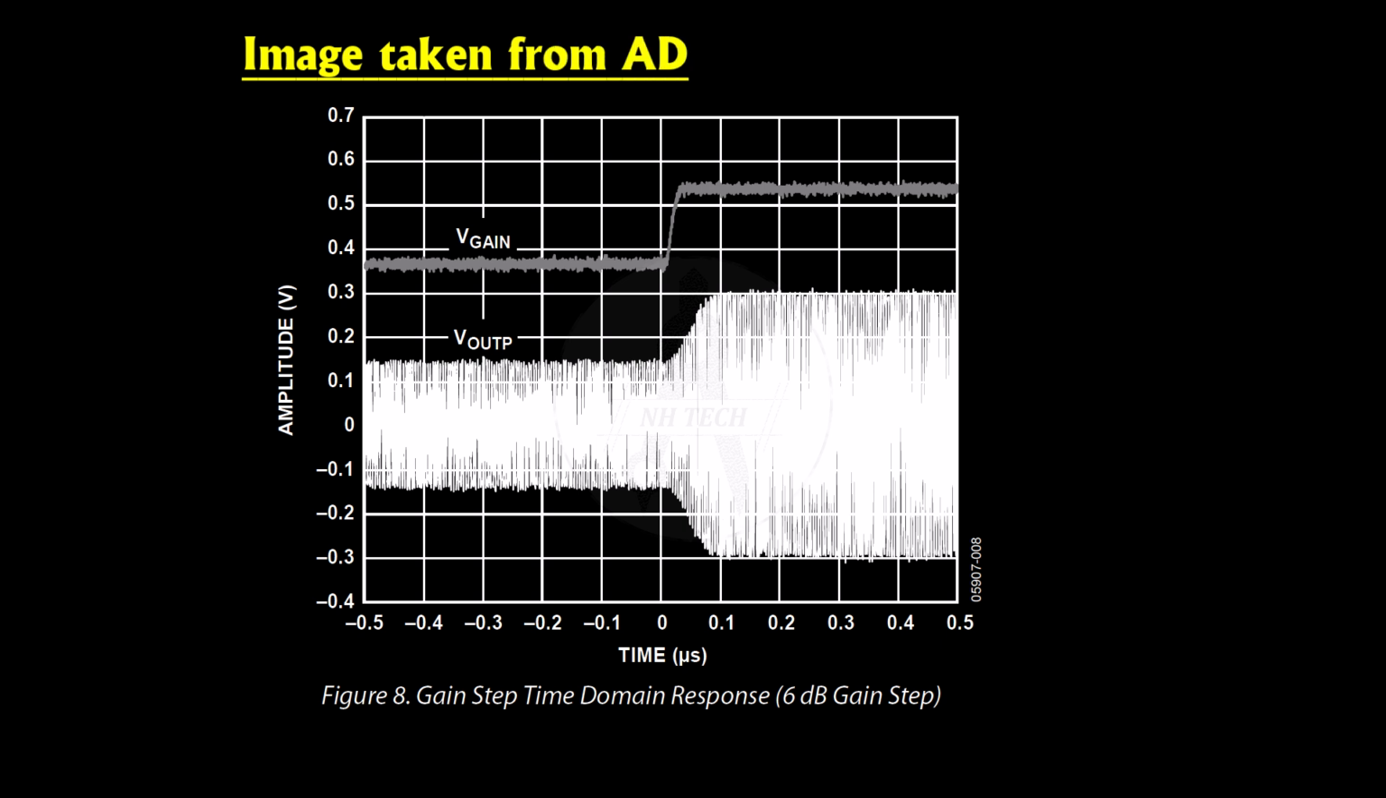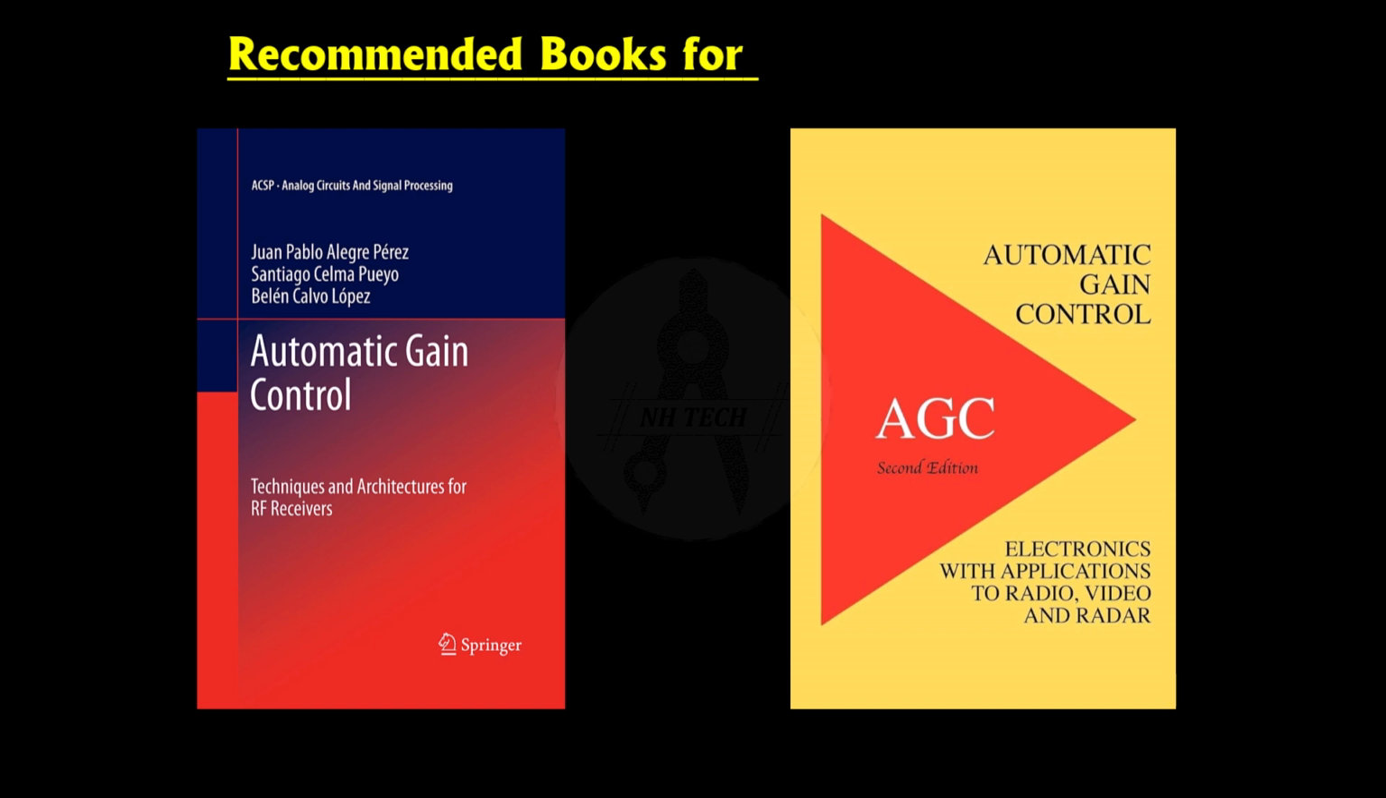Another important aspect of AGC is how fast it responds to changes in signal level. This is defined by parameters known as attack time and decay time. If the system responds too slowly, it may not properly handle sudden changes in signal strength. But if it responds too quickly, it can introduce instability or unwanted fluctuations known as gain pumping. So, designing an AGC system is not just about controlling gain, but also about carefully balancing speed, stability, and performance.